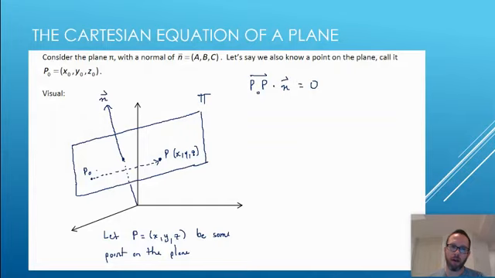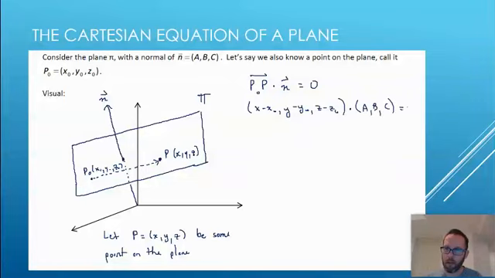And check this out. So P naught has coordinates x naught, y naught, z naught. So P naught P will have components x minus x naught, y minus y naught, and z minus z naught. Remember to subtract the components. We're dotting that with our normal ABC. That has to be 0. So what we get is ax minus ax naught, just multiplying these out, doing the dot product, plus by minus by naught plus cz minus cz naught equals 0.